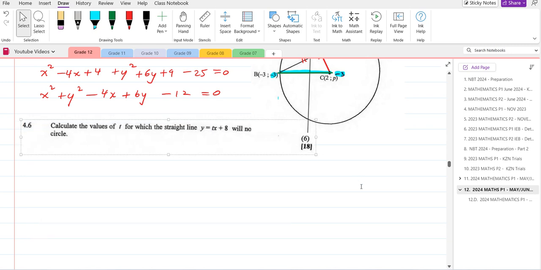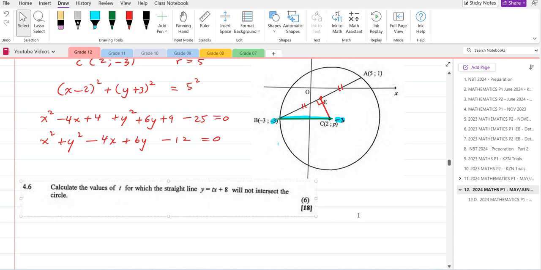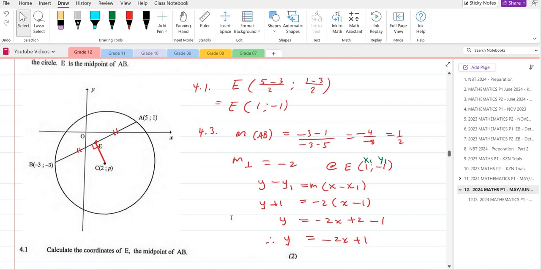And the last question, calculate the values of t for which the straight line y equals tx plus 8 will not intersect the circle. What are we doing here? Let's try to explain this with the diagram.